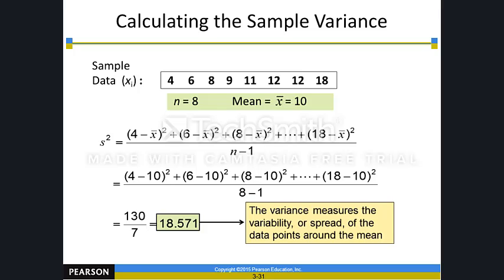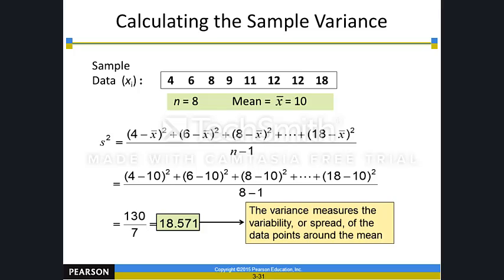My mean, how do I calculate mean? I'm going to add each number: 4 plus 6 plus 8 plus 9 plus 11 plus 12 plus 12 plus 18. And I divide it by 8. That gives me my sample mean. When I do that, I'll end up getting 10. So now how do I find my sample variance?